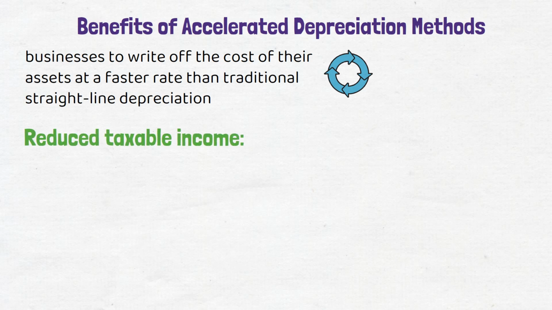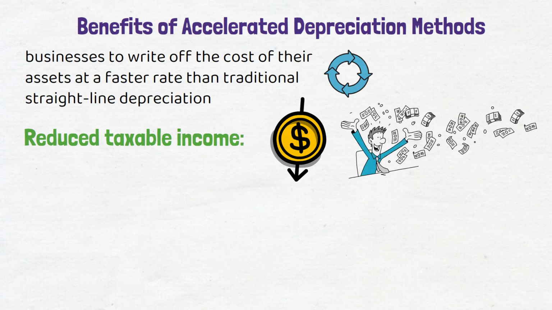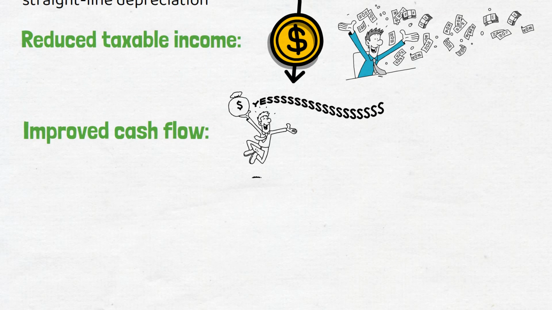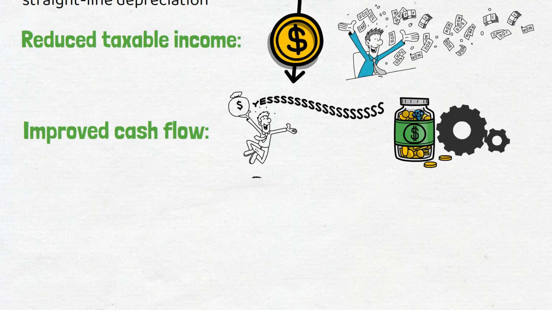Reduced taxable income. Accelerated depreciation methods allow businesses to claim more significant depreciation deductions in the early years of an asset's life, resulting in lower taxable income and lower tax bills. This can provide a significant cash flow benefit to businesses. Improved cash flow. By claiming more significant depreciation deductions in the early years, businesses can improve their cash flow by deferring taxes and reinvesting the savings in their operations or other assets.